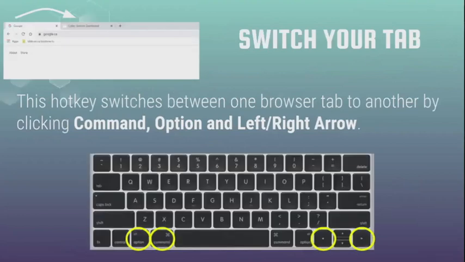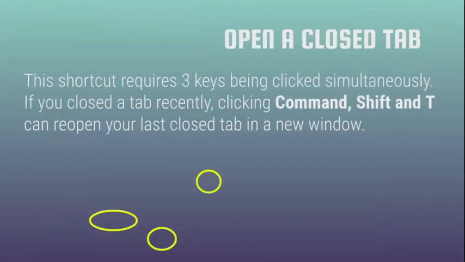Switch your tab. This hotkey switches between one browser tab to another by clicking Command, Option, and left/right arrow. Open a closed tab. This shortcut requires three keys being clicked simultaneously. If you close a tab recently, clicking Command, Shift, and T can reopen your last closed tab in a new window.